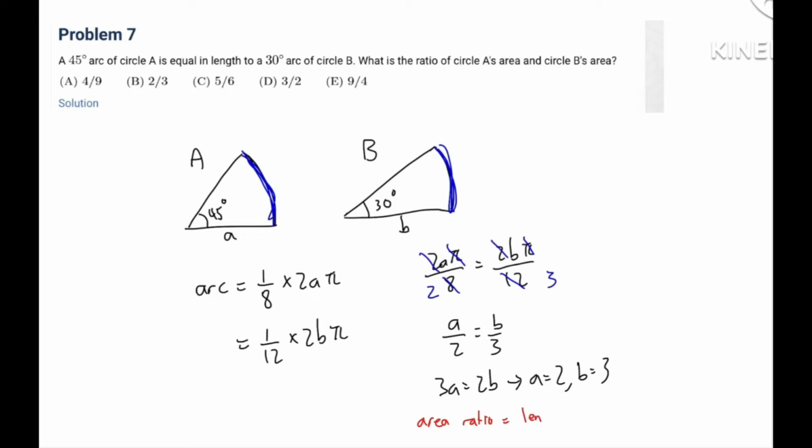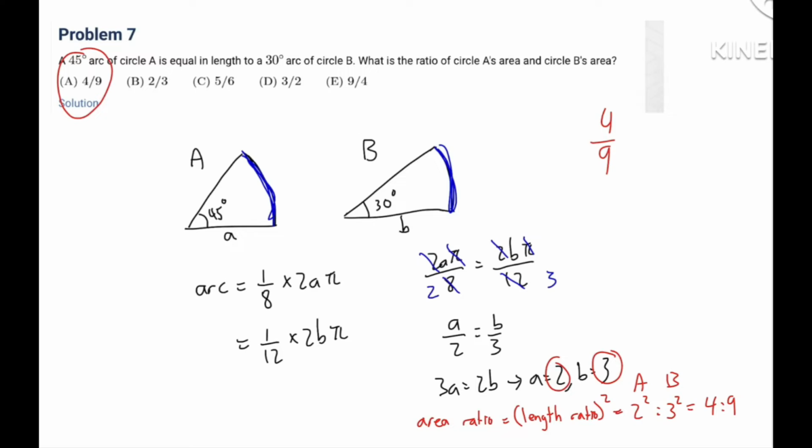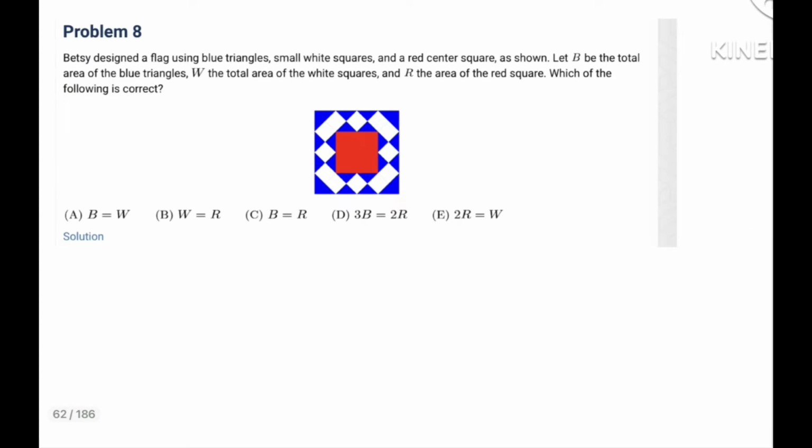area ratio is always the length ratio squared, right? So this would be A area to B area, 2 squared to 3 squared. A should be here, B should be here, which is 4 to 9. So the answer is 4 to 9, and the ratio of circle A's area and circle B's area will be 4 over 9, which is A.